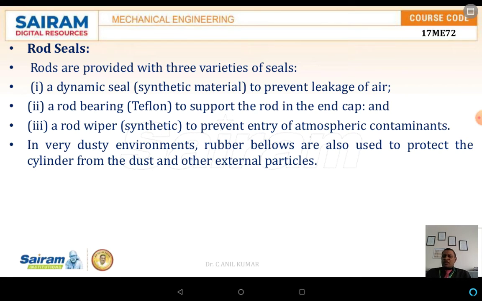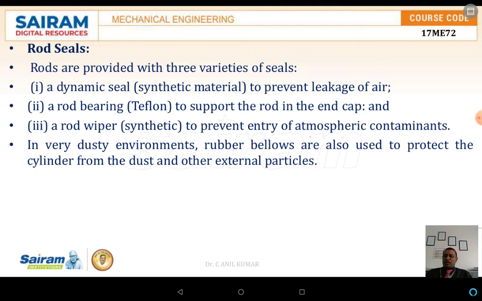Now the rod seals. The rod seals are provided with three varieties of seals: the dynamic seals, the rod bearing, and the rod wipers. Here the materials also vary. The first one may be a dynamic seal. The synthetic materials can be used to prevent the leakages of the air. In the case of the rod bearing, the Teflon is used because it should support the rod and also the end cap. For the rod wipers, the synthetic materials are used to prevent the entry of the atmospheric contamination.